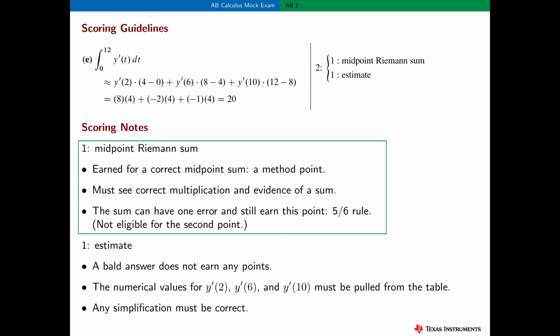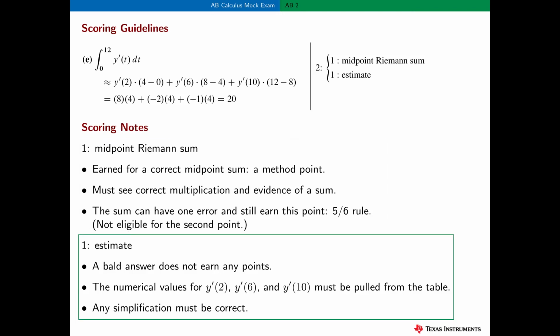In this case, we think of this as the 5 out of 6 rule. There are 6 pieces to this midpoint sum, 2 in each product. If 5 of the 6 pieces are presented correctly, then the student would earn the first point, but then they're not eligible for the second.